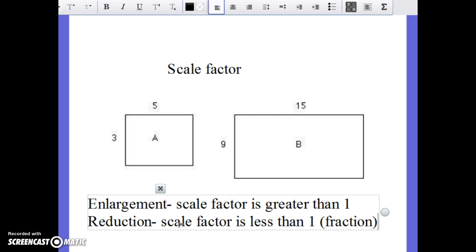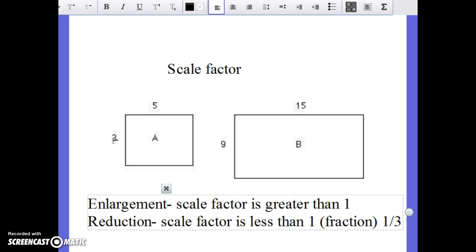So if we were to change rectangle B into rectangle A, it would be a dilation, but it would be a reduction, and it would have to be a fraction that's less than 1. So if we multiplied by 3 to go from A to B, we would have to multiply by a fraction of 1/3. So 15 will get multiplied times 1/3 to reduce to 5. And 9 will get multiplied by 1/3 to reduce to 3.